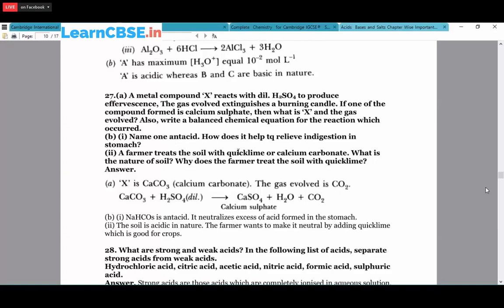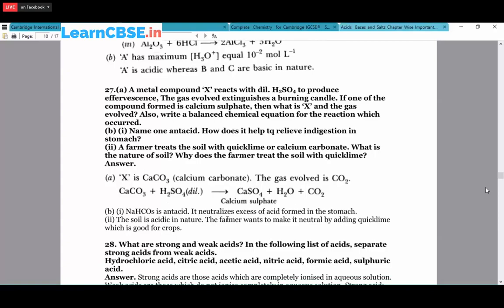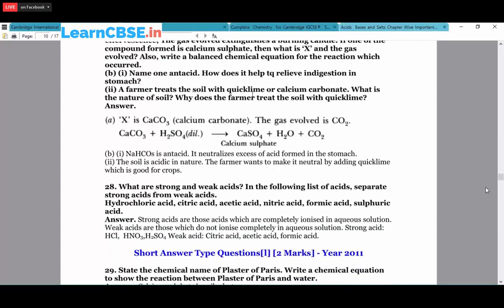Name one antacid. How does it help to relieve indigestion in the stomach? So sodium hydrogen carbonate is an antacid. It neutralizes the excess acid present in the stomach. A farmer treats the soil with quicklime or calcium carbonate. What is the nature of the soil? Why does the farmer treat the soil with quicklime? Because the soil is acidic in nature, so he would like to neutralize the soil by adding quicklime, which is good for the crops, and also it will neutralize the acid present in the soil, because in acidic soil the plants do not grow well.